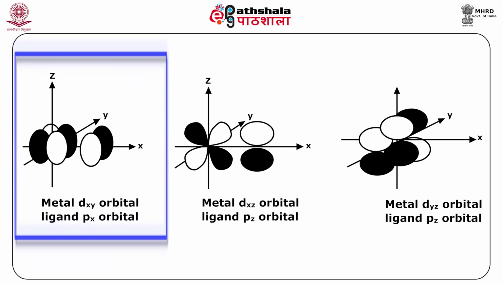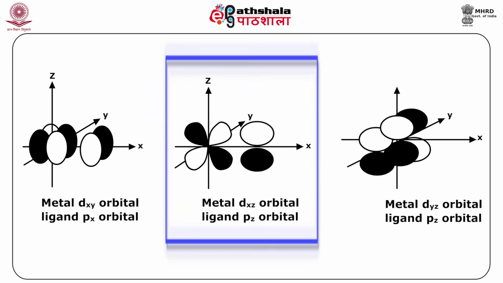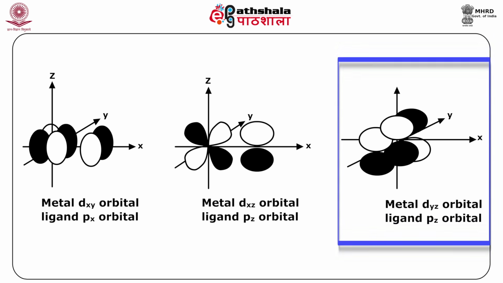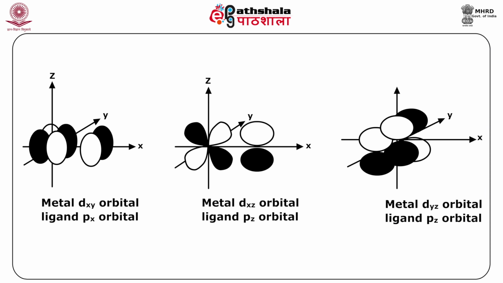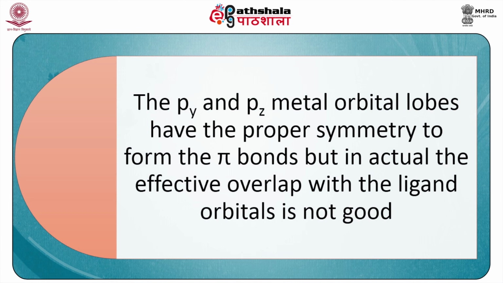The dxy orbital interacts with the px ligand orbitals, and the dxz and dyz orbitals interact with the pz ligand orbitals. The b2g orbital is in the plane of the molecule, and the two eg orbital lobes lie above and below the plane of the molecule. The py and pz metal orbital lobes have the proper symmetry to form the pi bonds, but in actuality, the effective overlap with the ligand orbitals is not good.